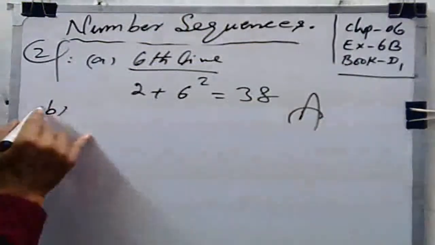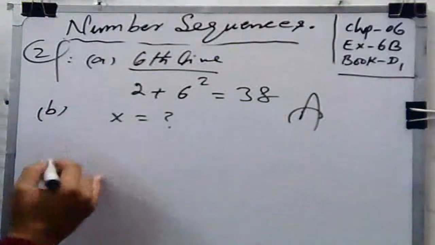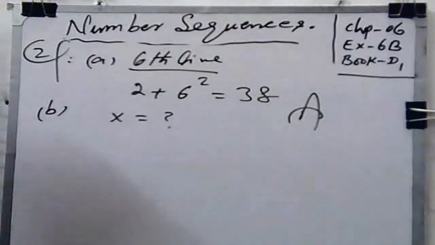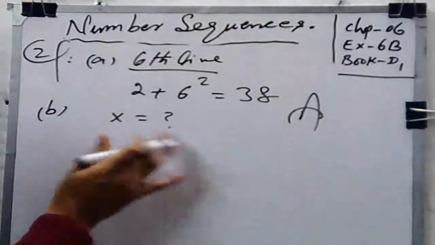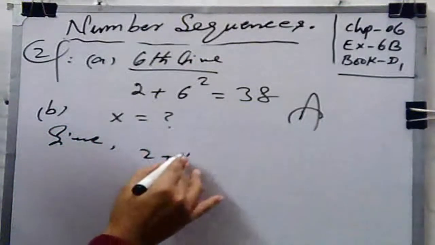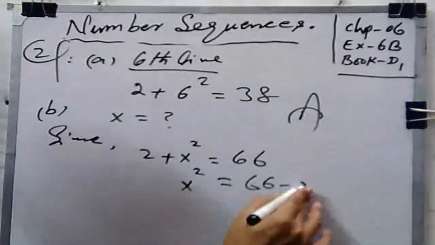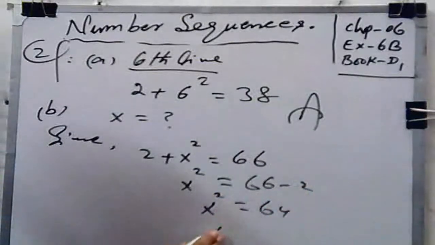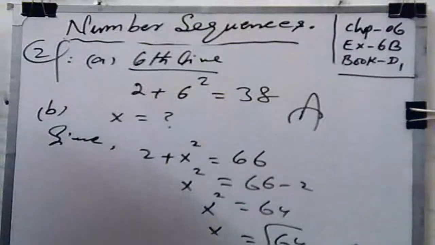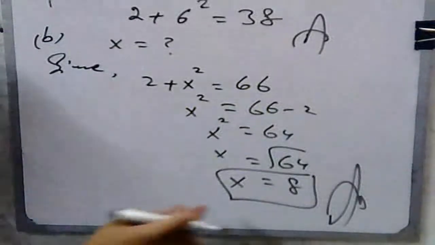But in B part we have been asked to find the value of x. Once again I would like to repeat my words. At the end of the pattern, it is given that 2 plus x square is equal to 66. So what is the value of x square? 66 minus 2, you will get 64, that is your x square, but we need the value of x, so under root, the value of x is 8. So 8 is your required result.